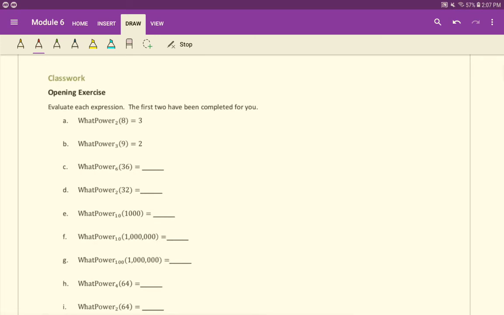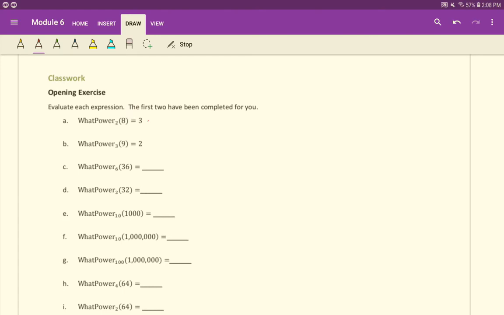So this is a bit strange, but let me explain what they're asking for. We're asked to evaluate each expression, and the first two have been completed for you. We have this new function, which they call the "what power" function. It has two pieces: a smaller 2 that sits below the line, and then the 8 is on the same line as the "what power." So you can see here: what power 2, 8.